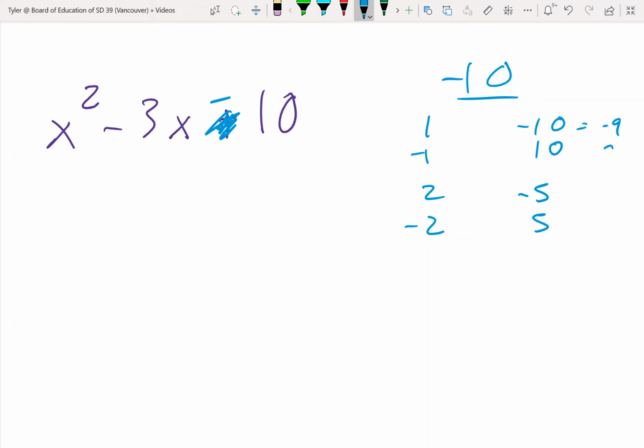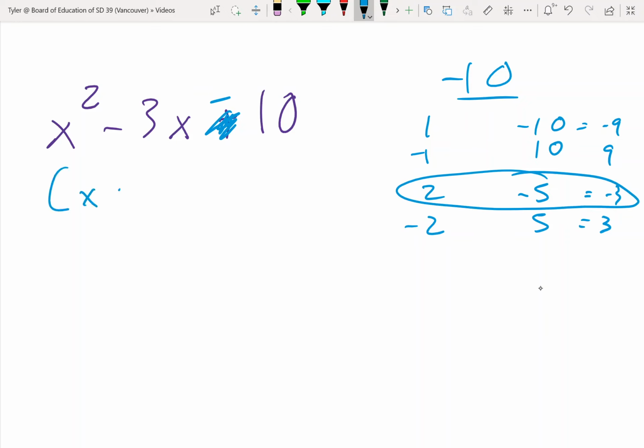So it's -9, 9. This is -3, this is +3. Cool. Yeah, so when we write these out, we know that the answer is going to be this one, because it was -3, so it'll be x plus 2, x minus 5.